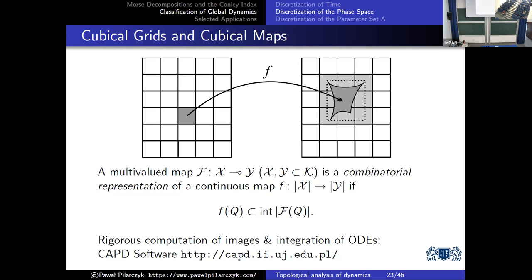This software contains interval arithmetic and rigorous numerical integration of ODEs, done in a very efficient and effective way by taking sets with different coordinate systems, like parallelepipeds, which can be iterated further to minimize overestimates. So suppose the image of a box looks like this dark gray set. We enclose this image in a product of intervals. This is a rigorous computation. And then we cover this image by boxes. So we have a multivalued map that maps each box into a collection of boxes. And this is a representation of a continuous map.